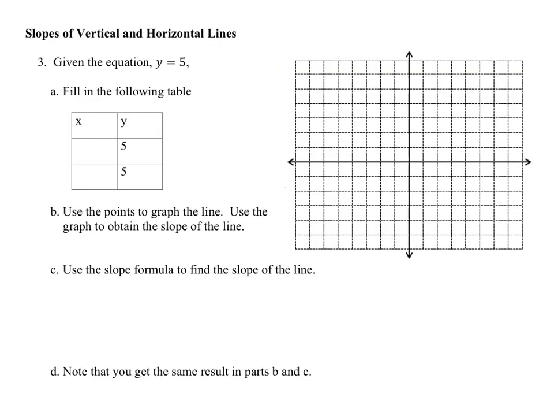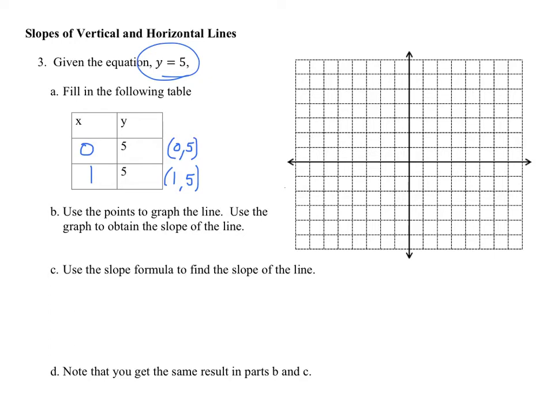Next, we're going to talk about slopes of horizontal and vertical lines. So the first thing we're going to do is graph the equation y is equal to 5. So I use the table. y is always 5, and x can be anything it wants. So the ordered pair here is 0, 5. The ordered pair here is 1, 5.